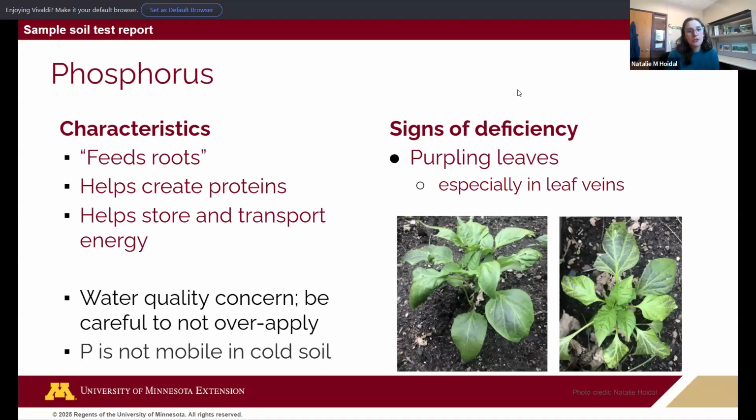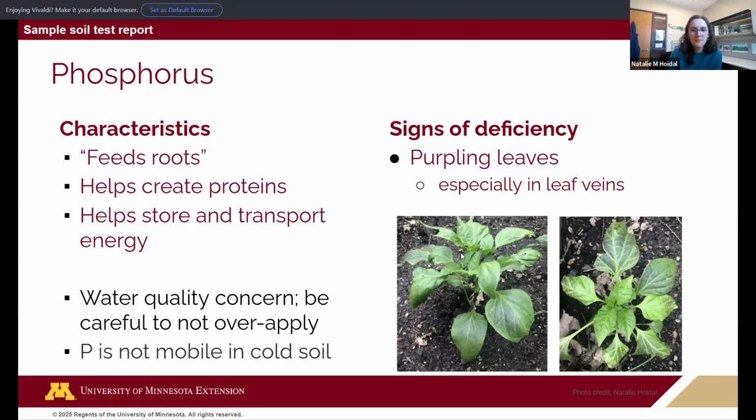Phosphorus is the next thing you'll see on your soil test. Phosphorus helps plants create proteins, helps them store and transport energy. Phosphorus is also a water quality concern, and we want to be really careful about not over applying. Something you might see if you plant really early is that phosphorus is not mobile in cold soil.